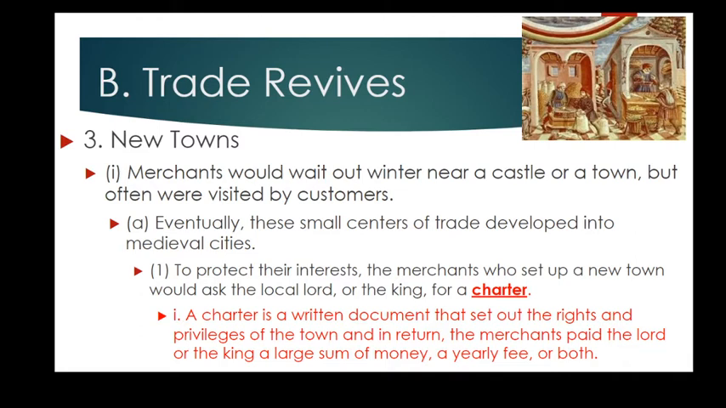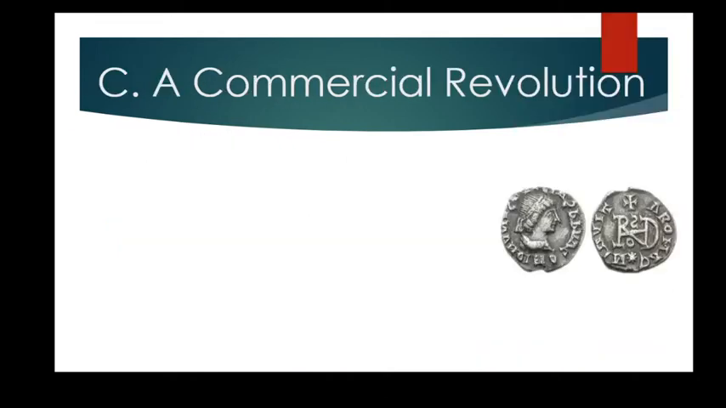Right? And so here's kind of a more definition for you. A charter is a written document that sets out the rights and privileges of the town. And in return, merchants paid the lord or the king a large sum of money, a yearly fee, or even perhaps both. You might say, well, why does the vassal get it? Because it's on his land, right? He's selling it to the people there. It's his land, so therefore he deserves to have a large sum of money, according to them.